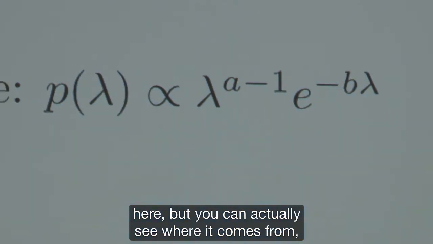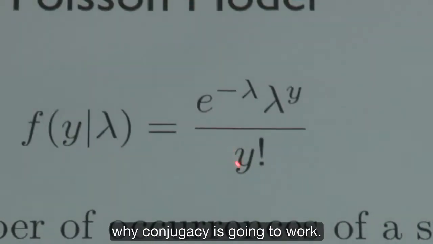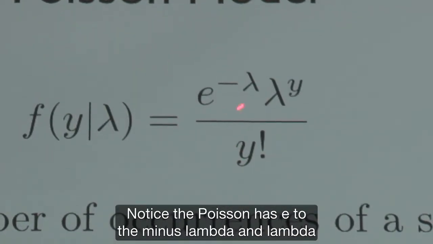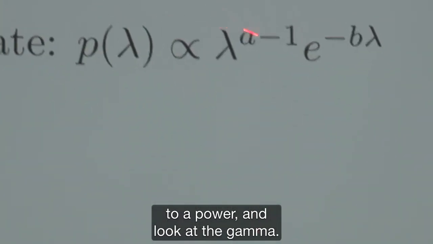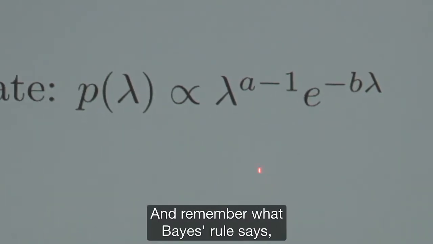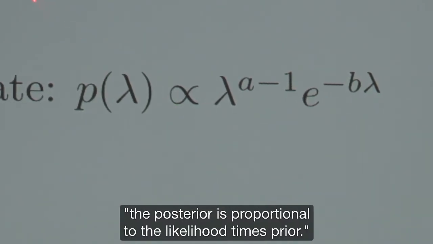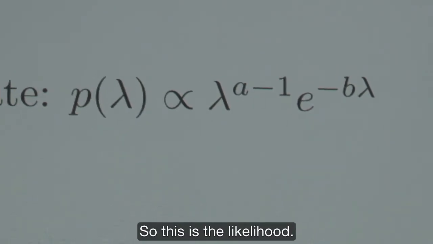But you can actually see where it comes from, why conjugacy is going to work. Notice that the Poisson has e to the minus lambda and lambda to a power. And look at the gamma. It has e to the minus something times lambda and lambda to a power. And remember what Bayes' rule says. The posterior is proportional to likelihood times prior. So this is the likelihood.